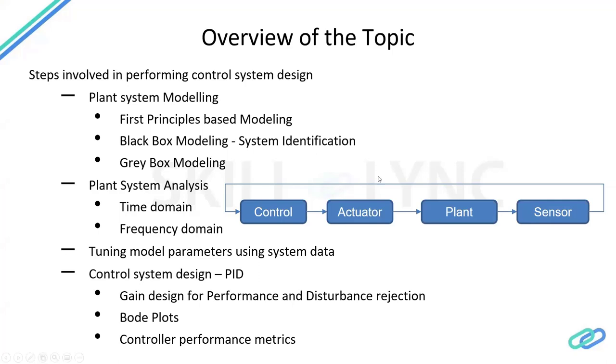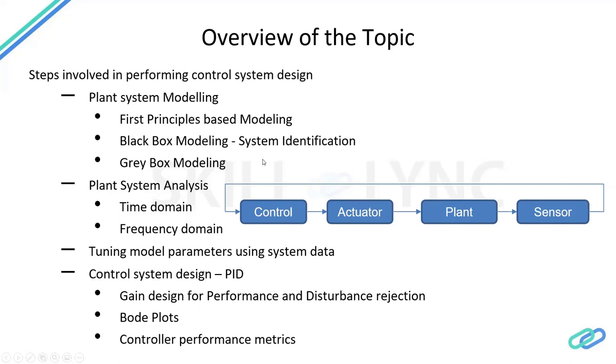But what if I completely don't understand what this plant is? There are some methods called black box modeling, where you don't know anything about the plant, and you try to understand it by doing some testing on the plant. This type of modeling is called system identification or black box modeling. Gray box modeling, as the name itself suggests, is when you know partial information of a plant, and you have some test data with you, and then you do gray box modeling. So this is to start with.